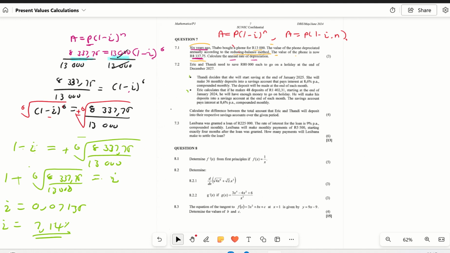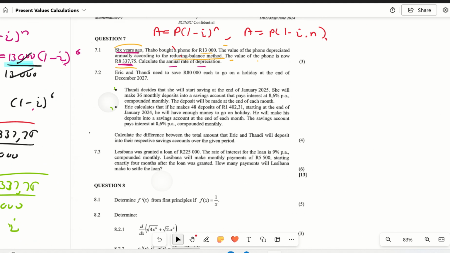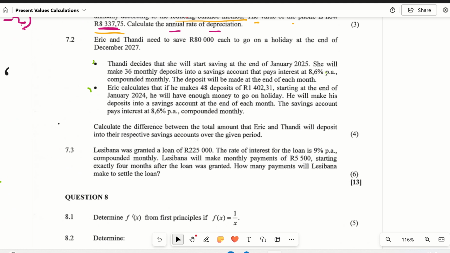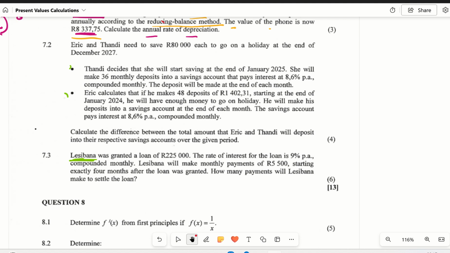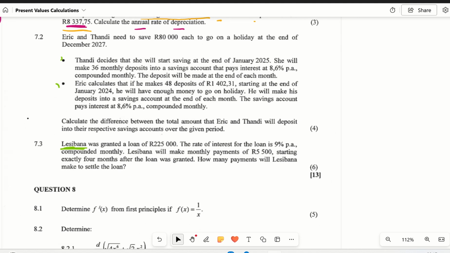So let's do the second question. It's very interesting, this one. I can't wait to do the last one. This guy, the guy said the paper is weird. Okay.